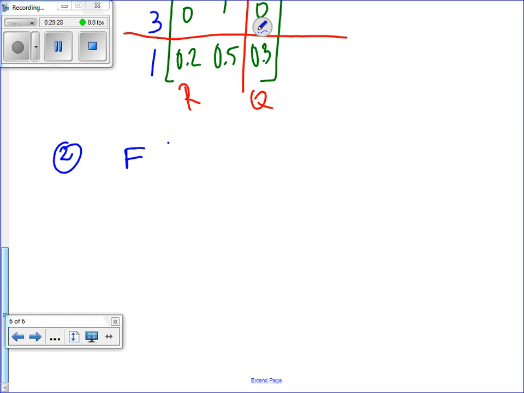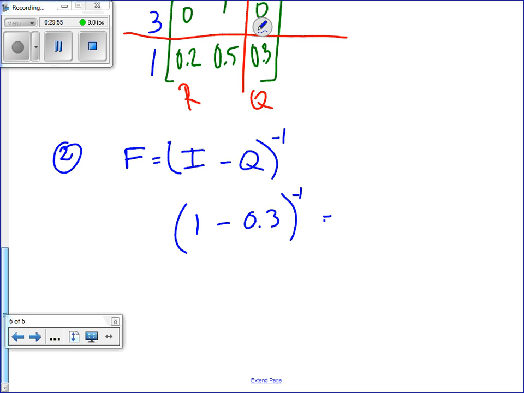F is equal to your identity matrix, which is in the upper left-hand corner, minus Q, and then to the negative first. Now remember that the size of I has to match Q, so we could actually do that ahead of time. We know that Q is 0.3, so there's only one value in there. So an identity matrix for a 1 by 1 is just going to be 1 itself. So that's 0.7 to the negative 1, which is 10 sevenths. So that's F.